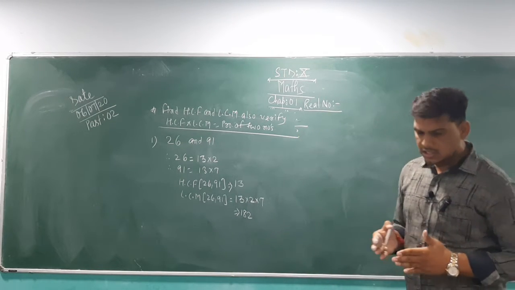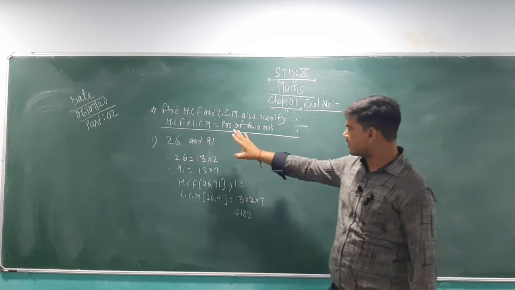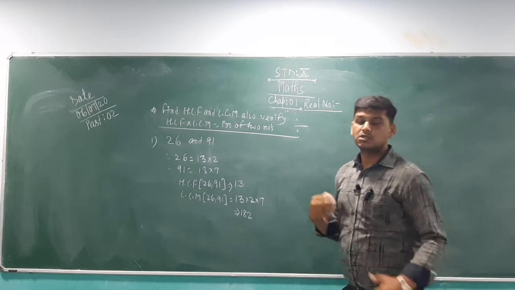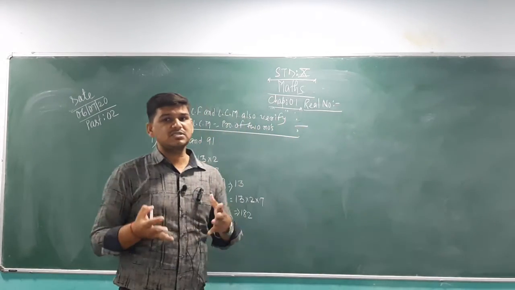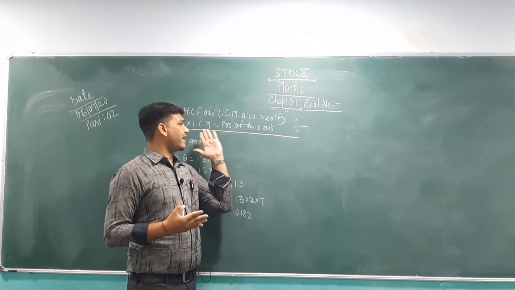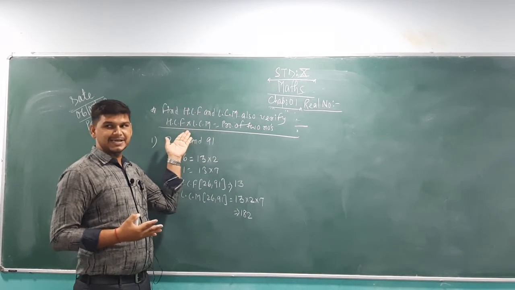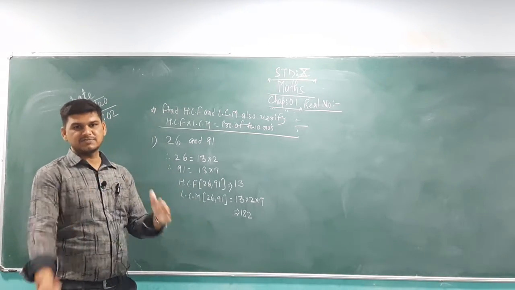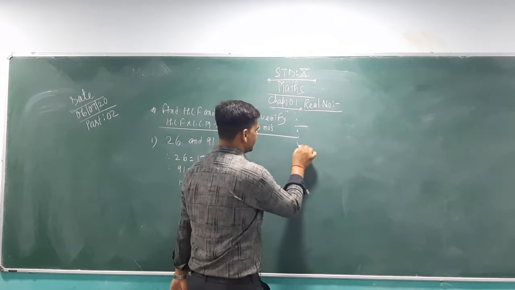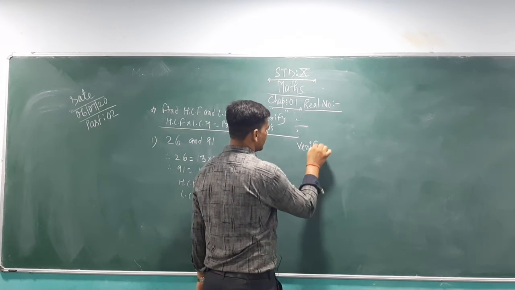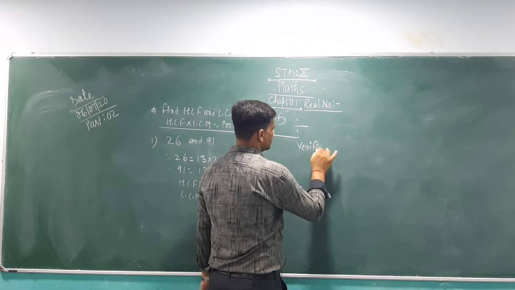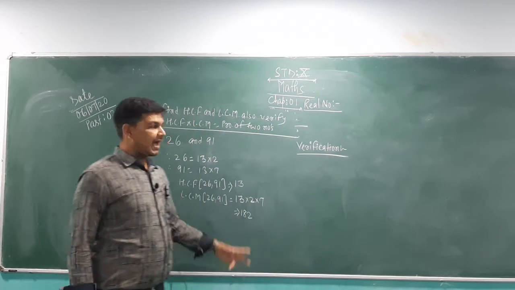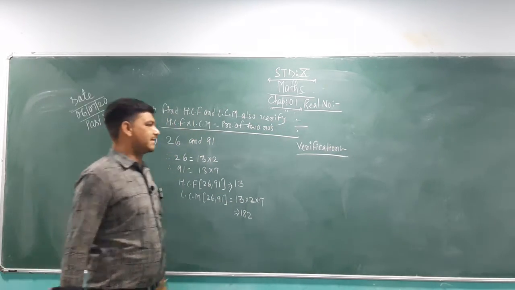So we also have to verify the relation that HCF into LCM is equal to the product of two numbers. For the verification, the product of HCF and LCM is called the LHS, and the product of the two numbers is called the RHS. We check whether LHS and RHS are the same or not. So here I will write verification, in which first I have the multiplication of HCF into LCM.